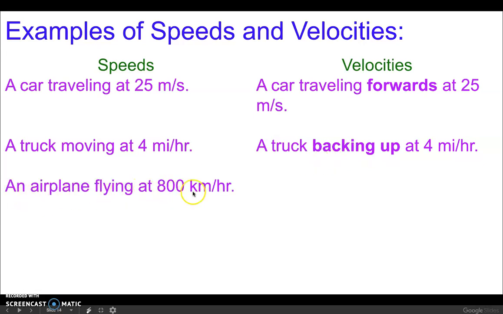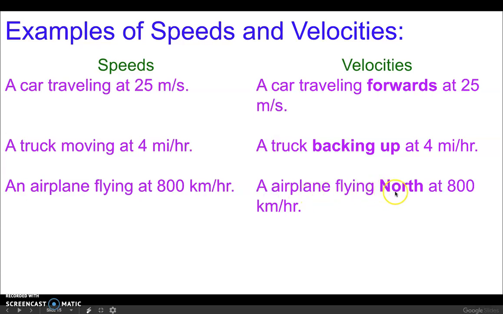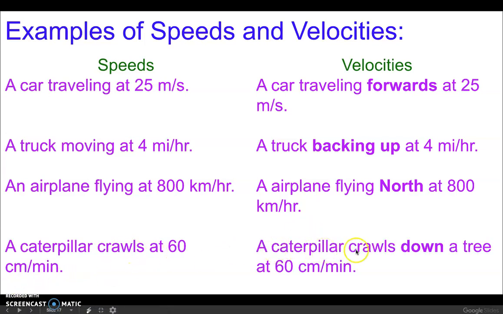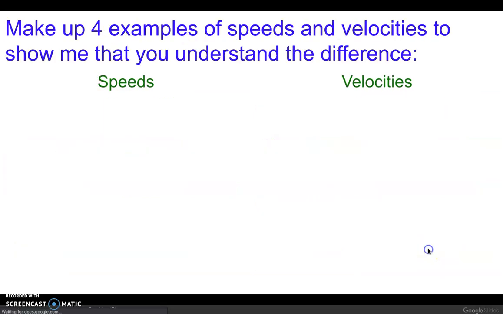An airplane flying at 800 kilometers per hour is a speed. An airplane flying north at 800 kilometers per hour is a velocity, right? North being the direction that the plane is going. A caterpillar crawls at 60 centimeters per minute. A caterpillar crawls down a tree at 60 centimeters per minute, right? Down would be the direction that would turn that speed into a velocity.